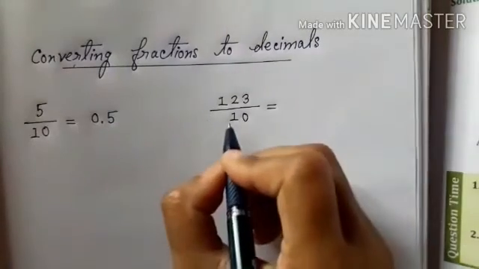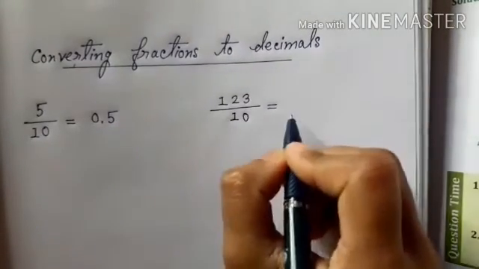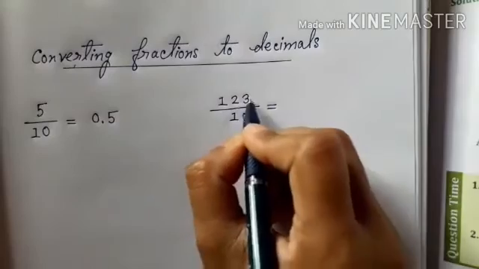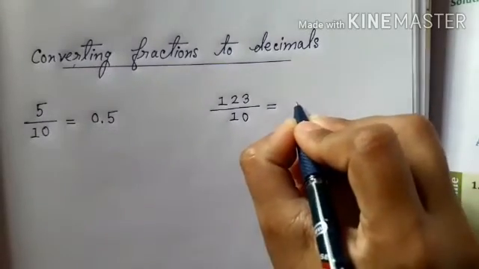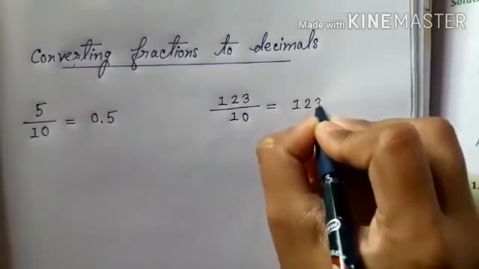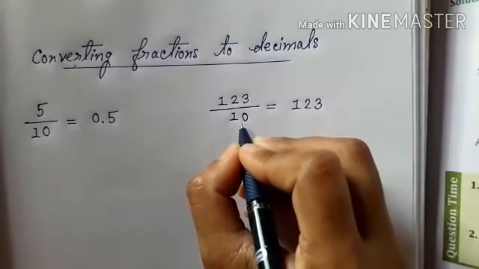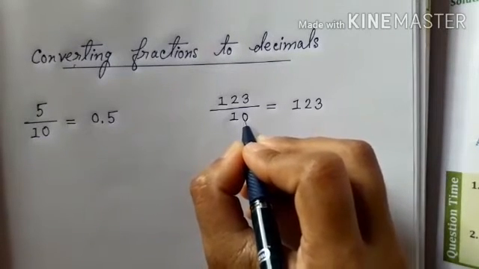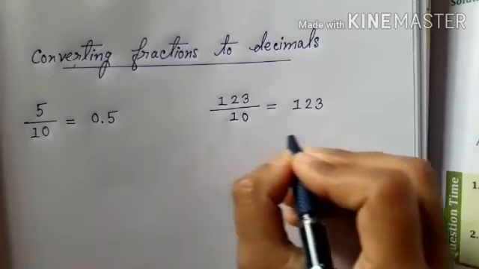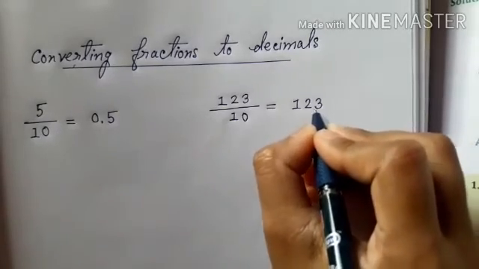Okay, now look at another example. Right here the numerator is 123. Then look at here how many zeros are there. There is only one zero, right? So put the decimal point after one digit.